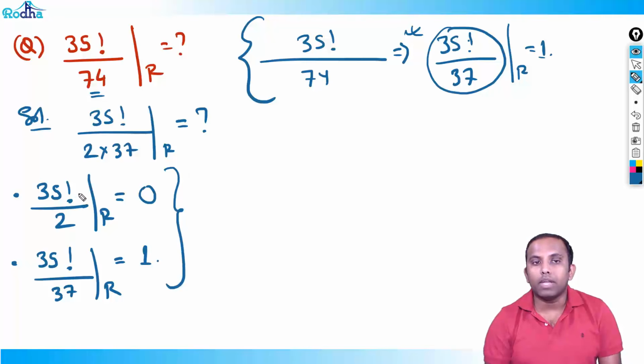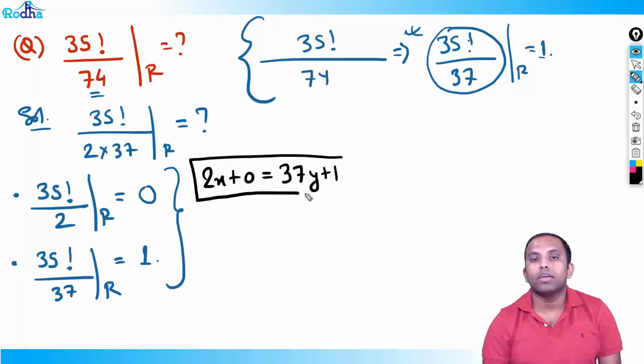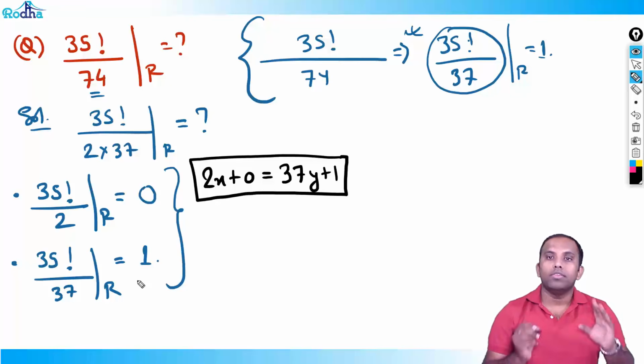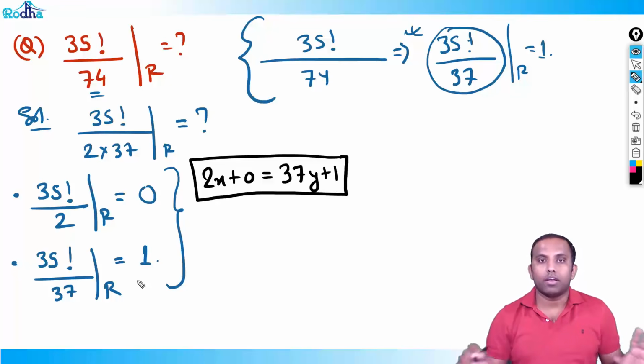A number when divided by 2 has remainder 0, so the number is of the form 2x plus 0. The same number when divided by 37 has remainder 1, so the number is of the form 37y plus 1. And we know that we did this in the Chinese remainder theorem, that the smallest number satisfying this expression is the answer.